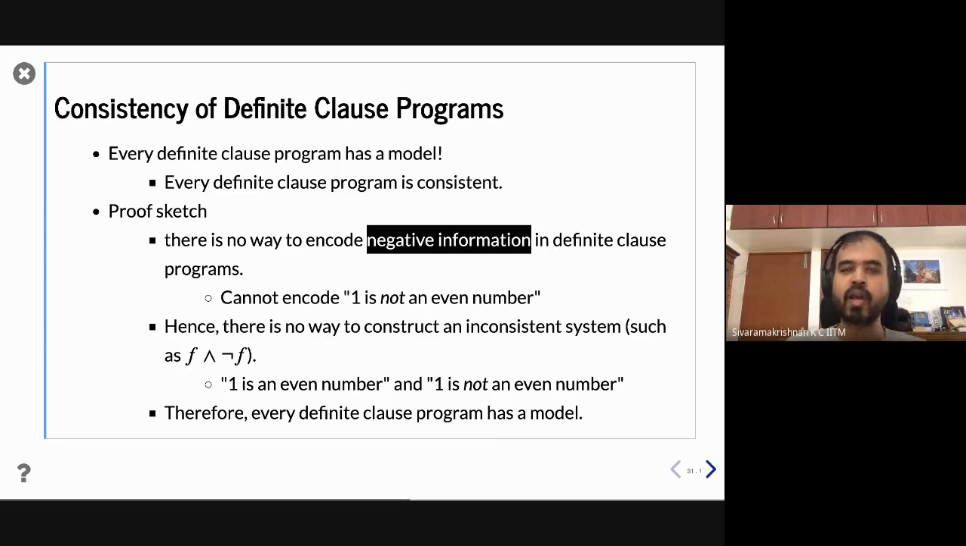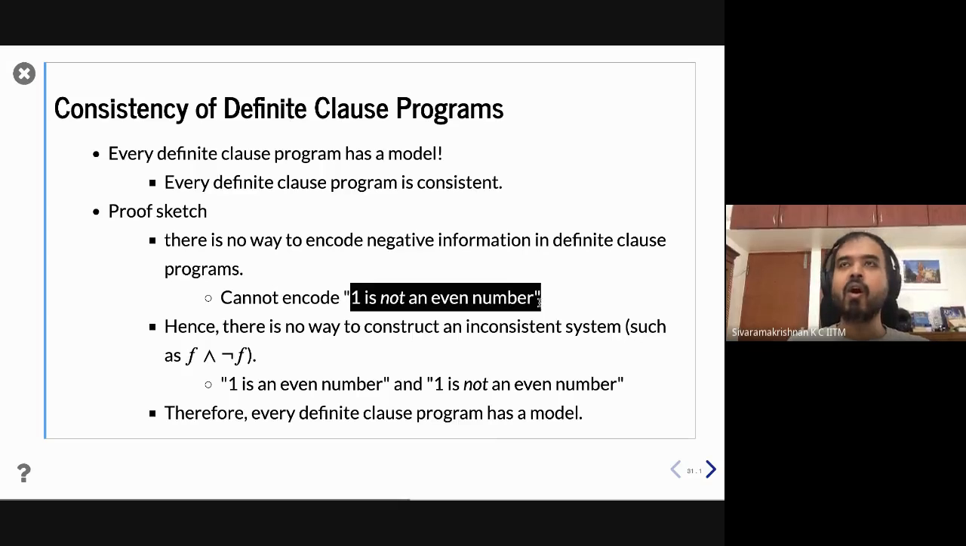This is true with Prolog as well. We will study negation, a restricted form of negation, later. That is quite weird. It works in certain cases, but it behaves very weirdly. But you cannot encode facts such as 1 is not an even number. All you can say is 0 is an even number, 2 is an even number. You can say 1 is an odd number, but you cannot say 1 is not an even number. Or you cannot say if x is an even number, then x is not an odd number.